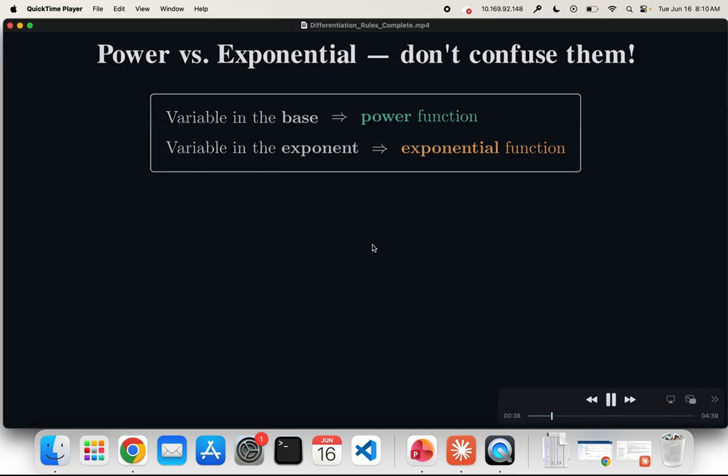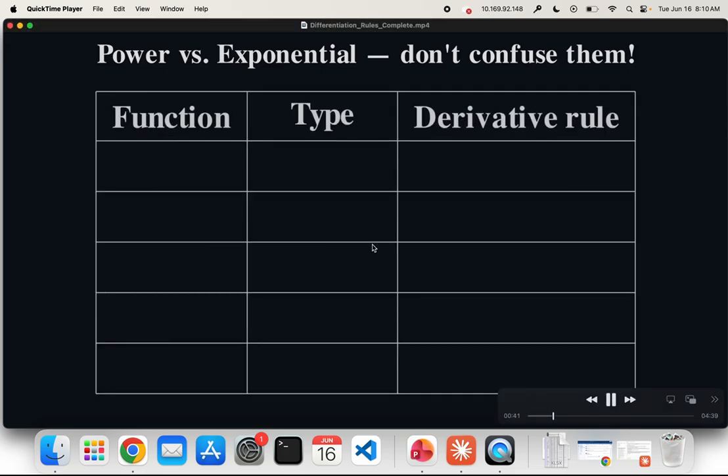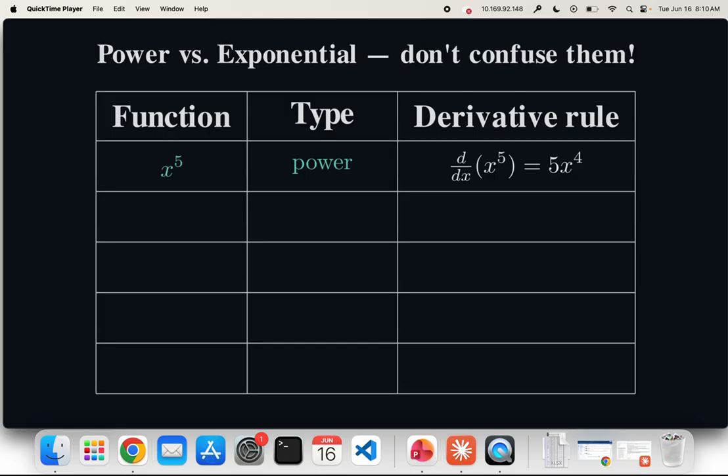Okay, so let's see some examples to make sure that this is really clear. Okay, here we go. So notice that here's a power, right? We have an exponent, you have a base. Notice that the variable is in the base. So this is just a power function, and this is just the power rule. Bring down the 5, take the exponent minus 1, which is 4. So this is the very, very simple power rule.